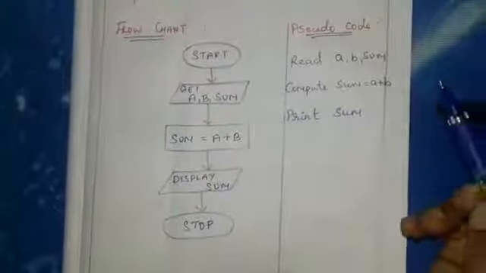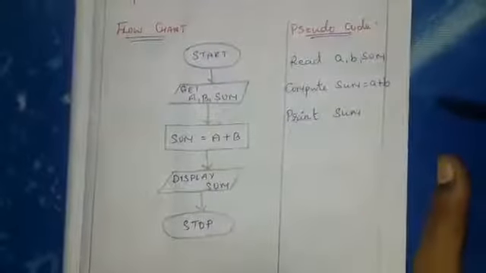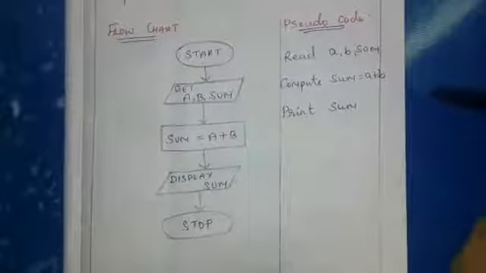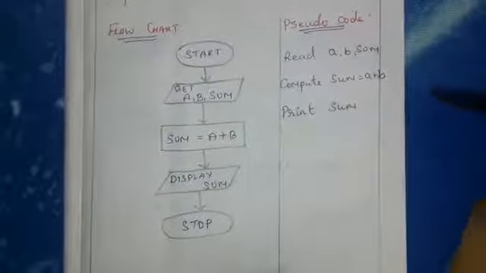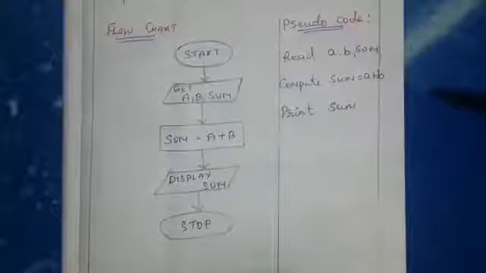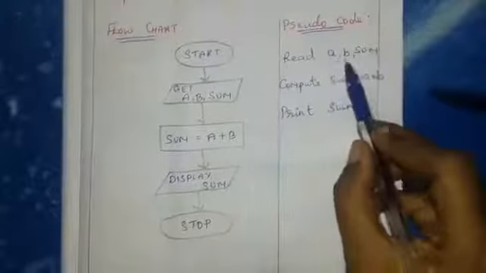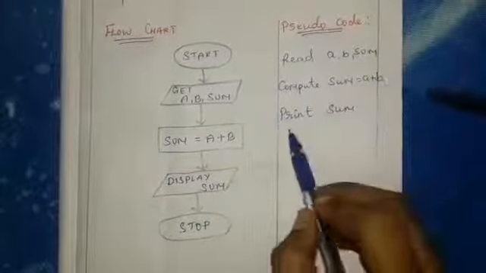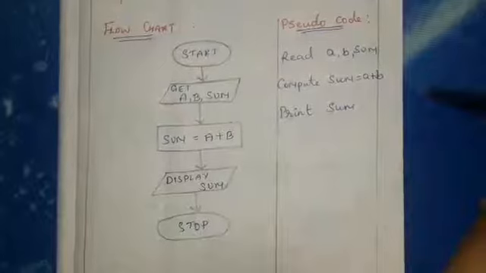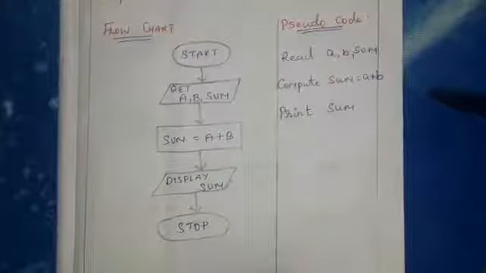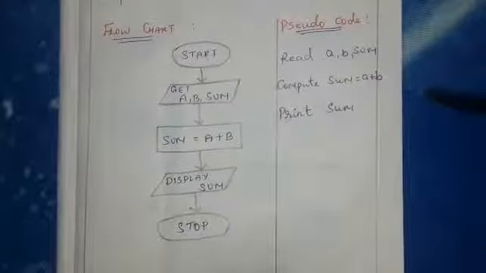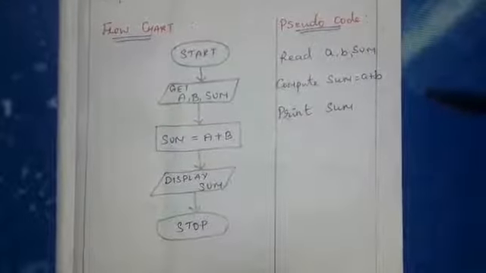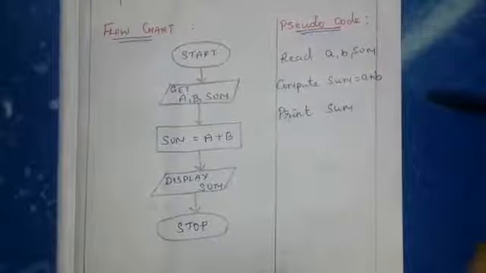Then next is the pseudocode. Pseudocodes are the false instructions given to the computer. Here it will be in the form of code, but it is not the actual code. So read a, b and sum. Compute sum is equal to a plus b. Print sum. These three are the manual work which is done before writing the program. All three are similar. Any one technique can be used to make our work easier.